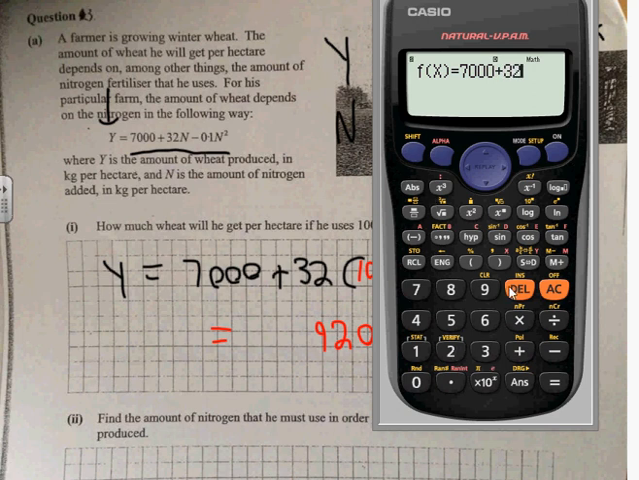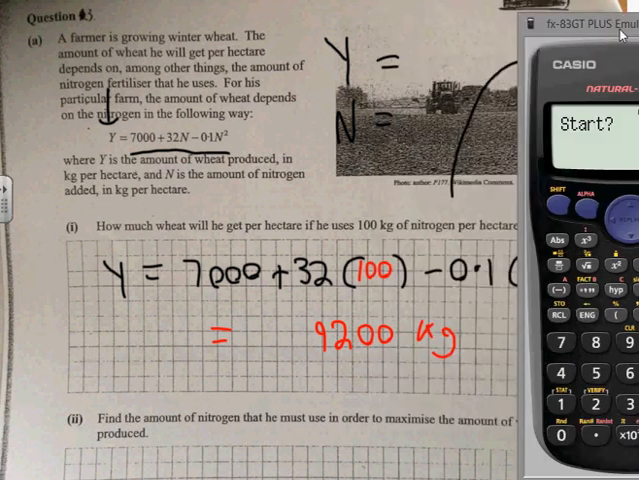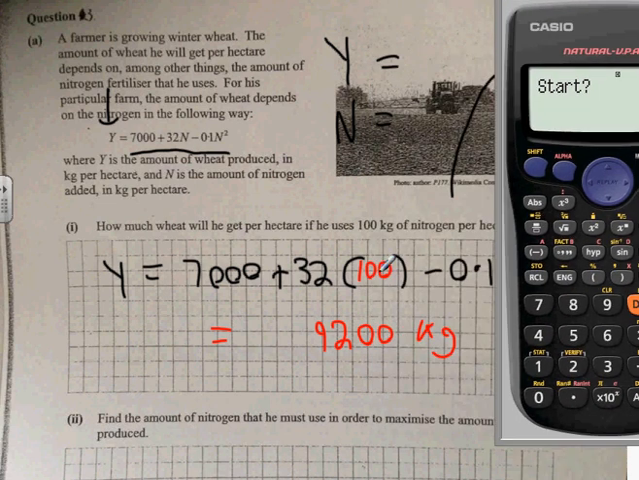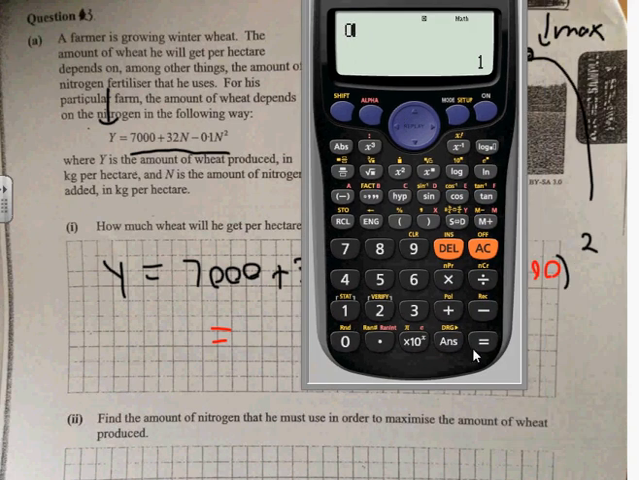Was it 32? X, yeah. Now, 32x, and then you put your minus 0.1 x squared. Now, what'd be a good number to start off with? You know you have to use 100 kilograms. So what'd be a good number to start off with? Let's go with 0. Let's end at 200.